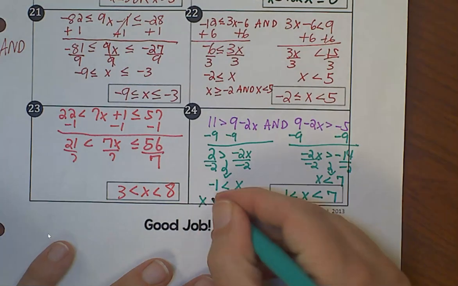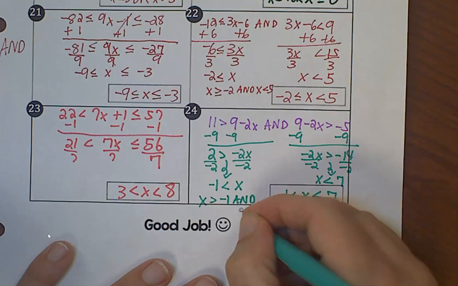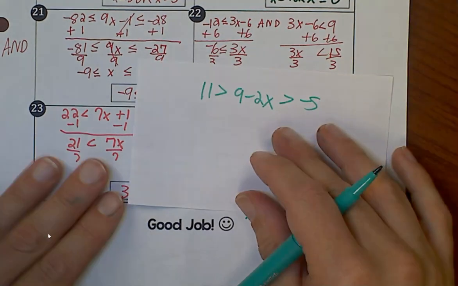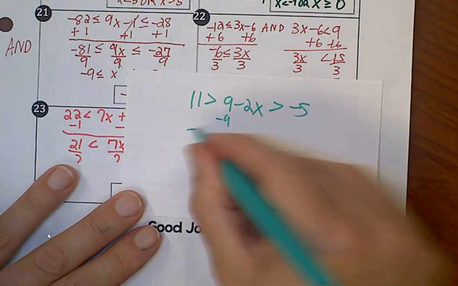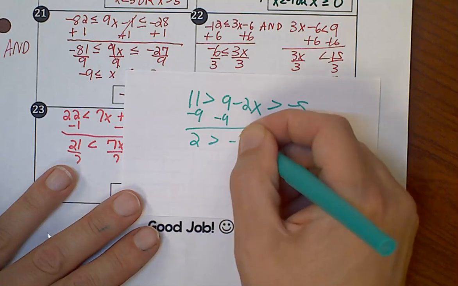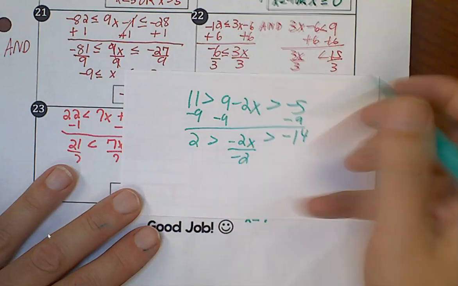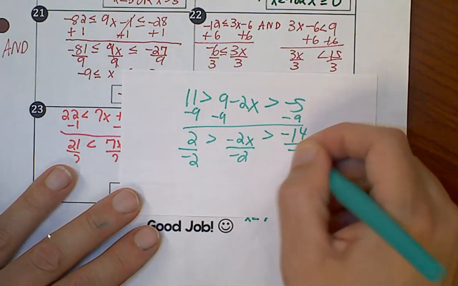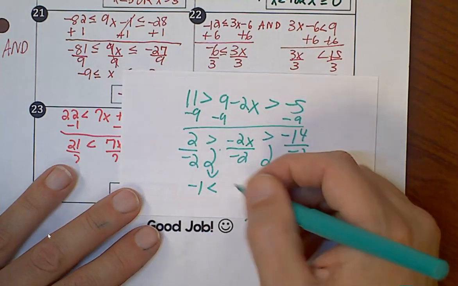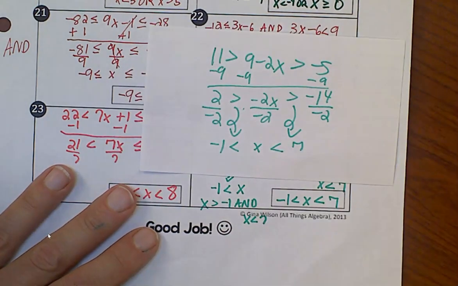Or you could write it x is greater than negative 1 and x is less than 7. So it's up to you how you write it. Now, how do I solve this one simultaneously? We'll see what it looks like. So see, I got the same answer.